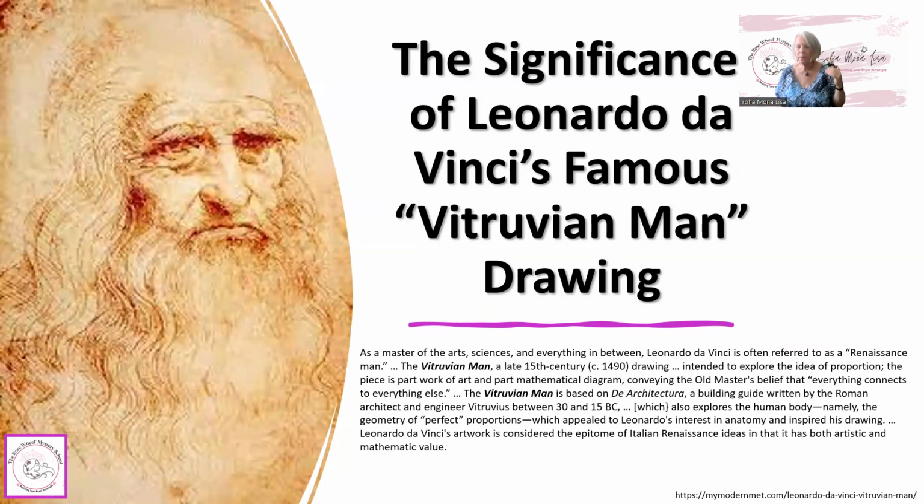And so the big thing about this image is that this particular piece of work that he did as the Vitruvian Man is considered the epitome of Italian Renaissance ideas, in that it has both artistic and mathematic value. Now, this is significant because I'm calling this journal The Renaissance of Humanity. Leonardo da Vinci is considered a Renaissance man, and this particular image is considered the epitome of the Italian Renaissance ideals, in that it has both artistic and mathematic values. Artistic and mathematic.